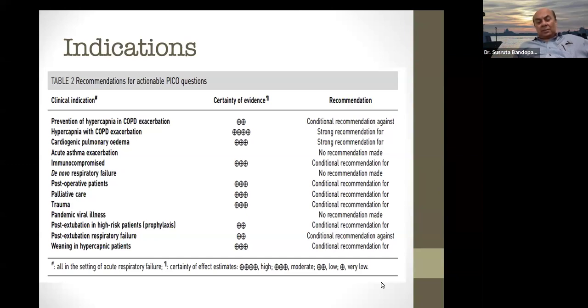Pandemic viral illness: it was used extensively in the last pandemic, but the data to show what happens if I don't use it is not very clear. Post-extubation in high-risk patients, as prophylaxis. We know that the patient is a patient of COPD. He got ventilated because of some other reason, maybe because of some big operation or a pneumonia. And now we could reduce the ventilator somewhat, but are not able to fully wean off the patient. Then we can extubate early and put the patient on non-invasive ventilation. And weaning hypercapnic patients.